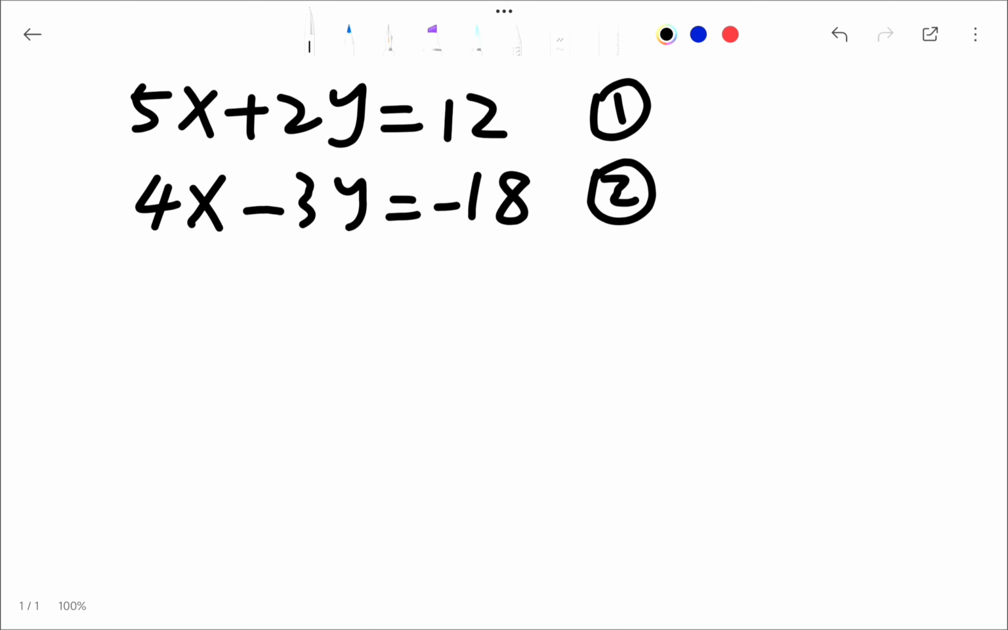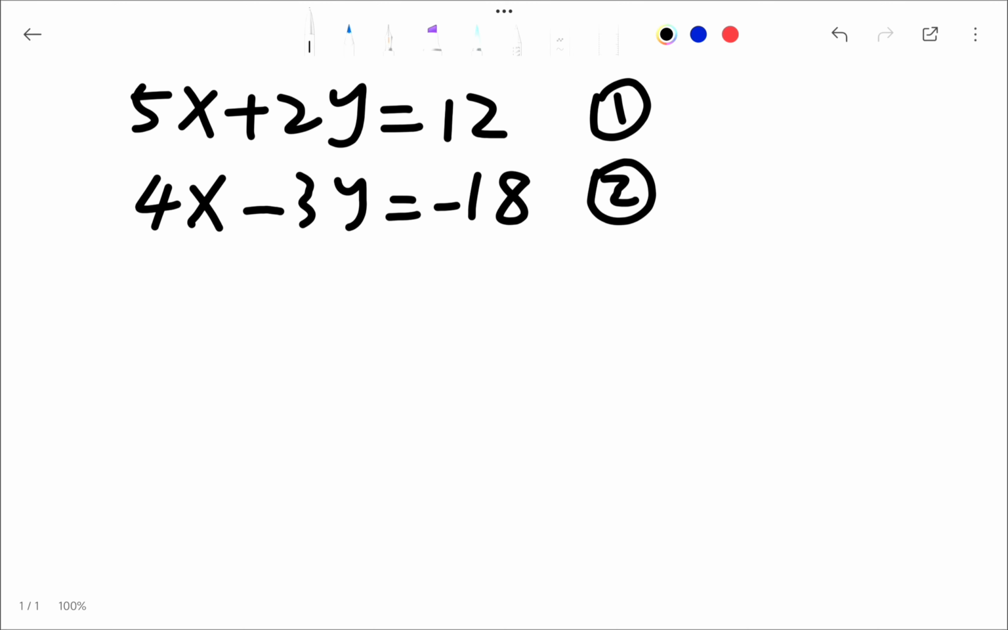What we can do is do operations on the equations. That's right, operations on equations. Let me show you what I mean. In order to eliminate one of the variables, in this case, again, let's go with y. You can eliminate x if you want, but I'm just going to stick with y here.